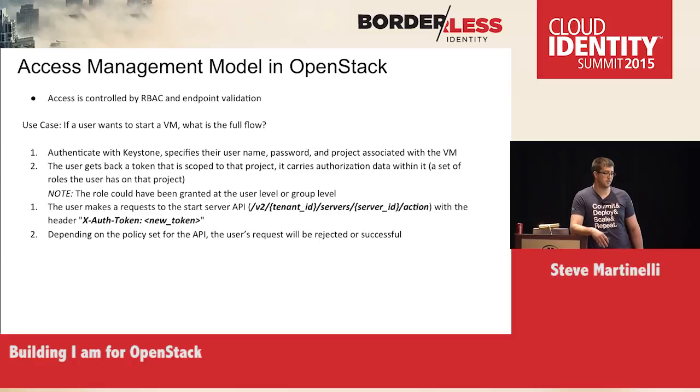Now, the trick to all this is the user, or the group that the user's in, has to actually have a role, because the way this is all validated, it's all role-based access. So the user has to have a role in that project to be able to turn on the virtual machine. At which point, once he gets a token back, he can just make a standard HTTP request call to that API over there, /v2/tenant ID, with the token that he got back. And then it should be turned on, or the request should be rejected.